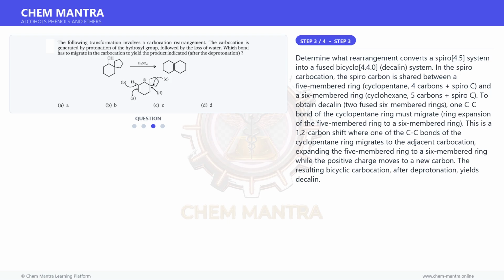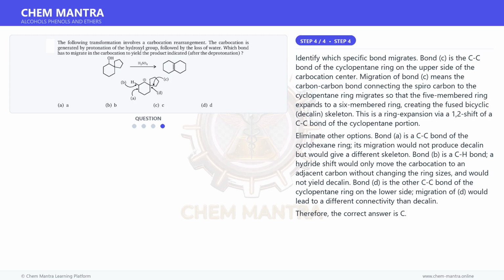This is a 1,2 carbon shift where one of the C to C bonds of the cyclopentane ring migrates to the adjacent carbocation, expanding the 5-membered ring to a 6-membered ring while the positive charge moves to a new carbon. The resulting bicyclic carbocation, after deprotonation, yields decalin. And for the final step, identify which specific bond migrates.